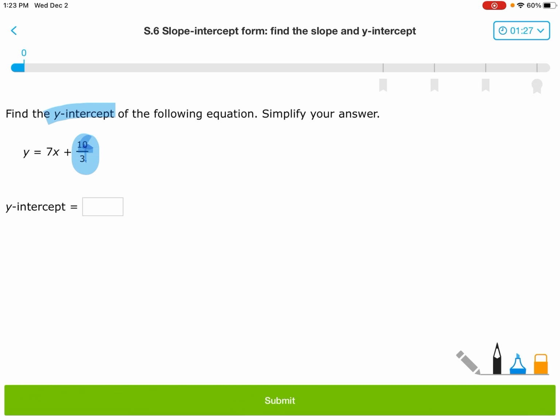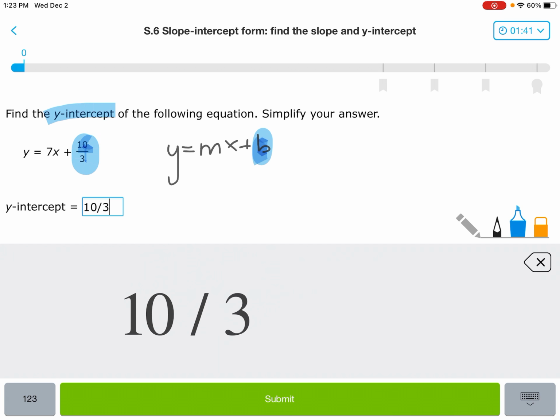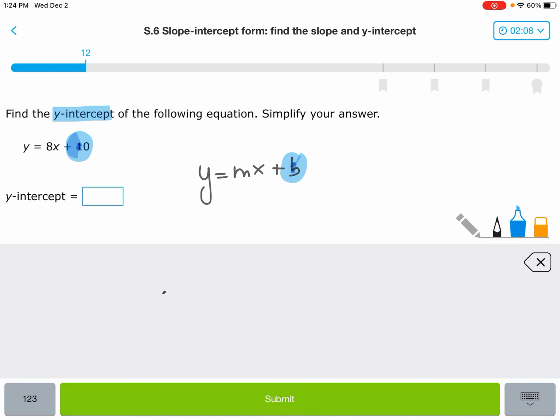And if we remember, our equation is y equals mx plus b. And the y-intercept is the b term. So we can go ahead and type that in. For this question, we have to make sure you read the question because it goes back and forth between slope and y-intercept. So here again, we have y-intercept. The y-intercept is going to be the b term. So the b term here is 10.